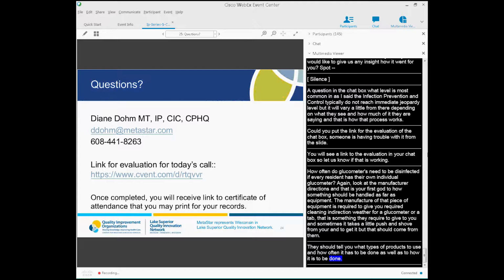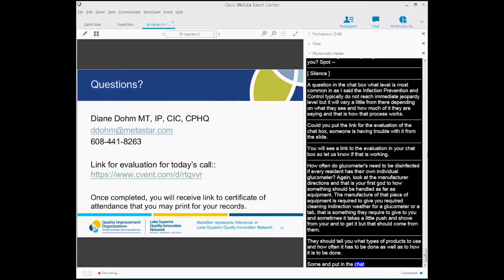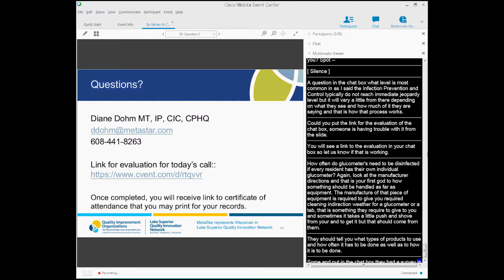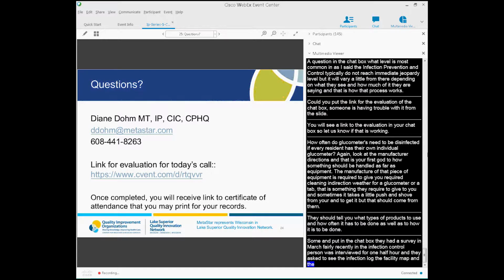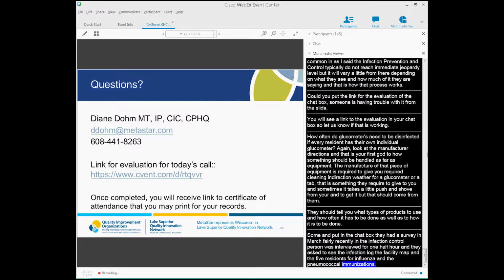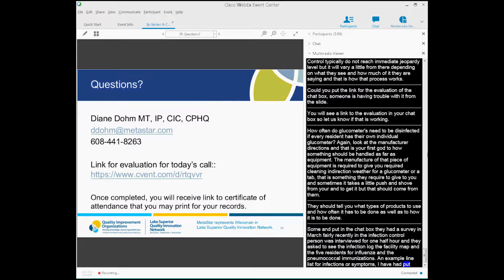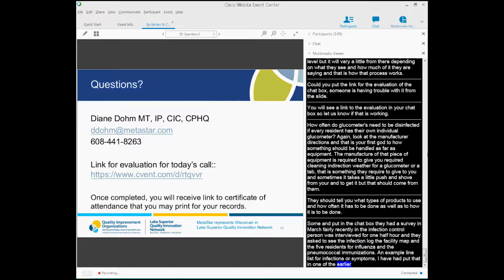Someone put into the chat box that they had a survey at the beginning of March, fairly recently. The infection control person was interviewed for 1.5 hours. They asked to see their infection log, a facility map, and the 5 residents for influenza and pneumovax immunization. An example line list for infections and/or symptoms, I had put in one of the earlier webinars. I believe that would have been the first one on surveillance, and there was a link in the outbreak one as well. You can certainly email me if you did not get those, and I can forward them to you.